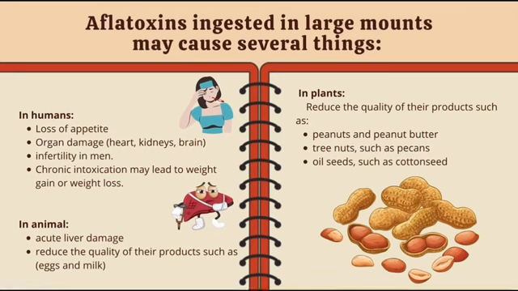In animals: acute liver damage, for example liver cancer or liver failure, and reduced quality of their products such as eggs and milk. In general, any kind of product that we take from that animal will be contaminated with aflatoxins. In plants: reduced quality of their products such as peanuts and peanut butter, tree nuts such as pecans, and oil seeds such as cottonseed.